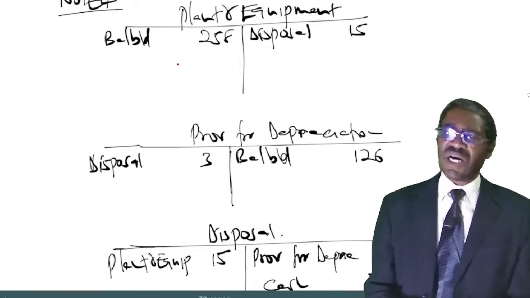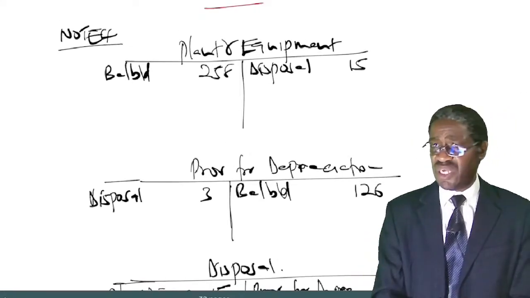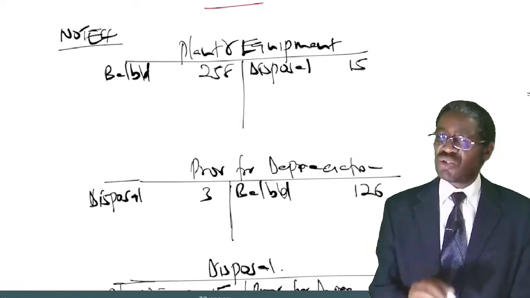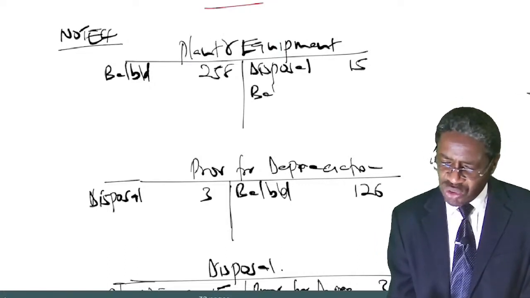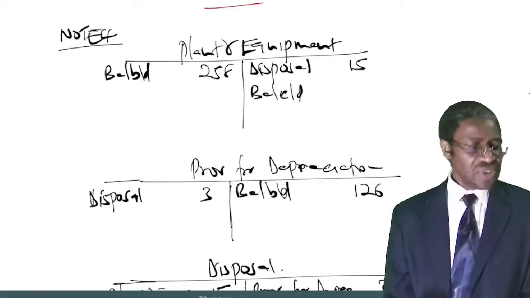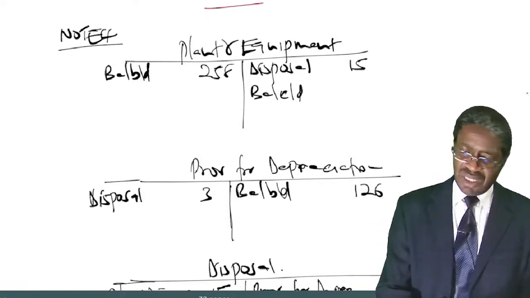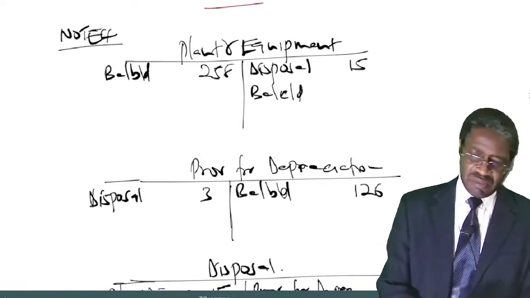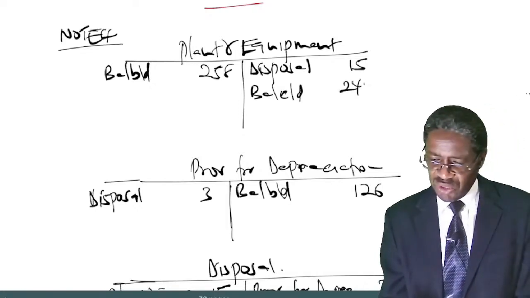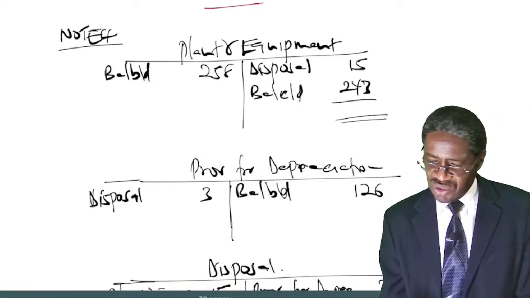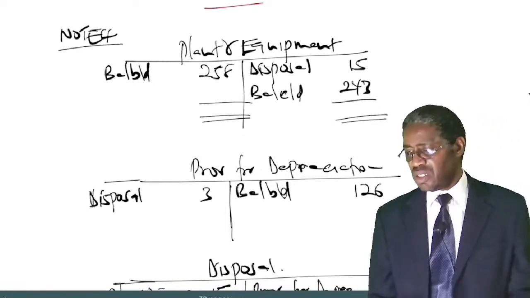So if you look at this account called plant and equipment, we had assets costing 258 by the beginning. We disposed one costing 15 million. We are remaining with assets costing how much? Those are the ones you must depreciate by the end of the year. And the cost is 258 minus 15. I'm remaining with 243. So once you're through with the assets sold, you must depreciate the ones still remaining.